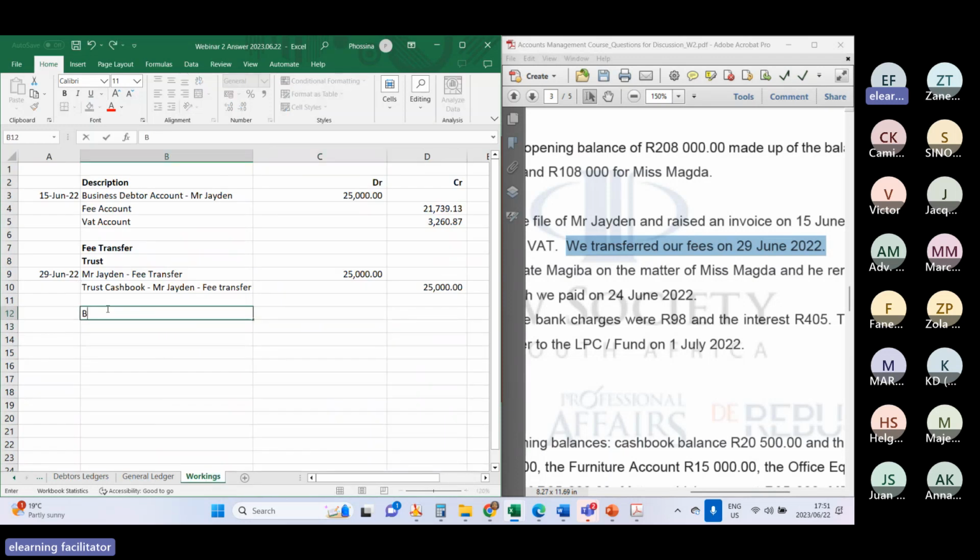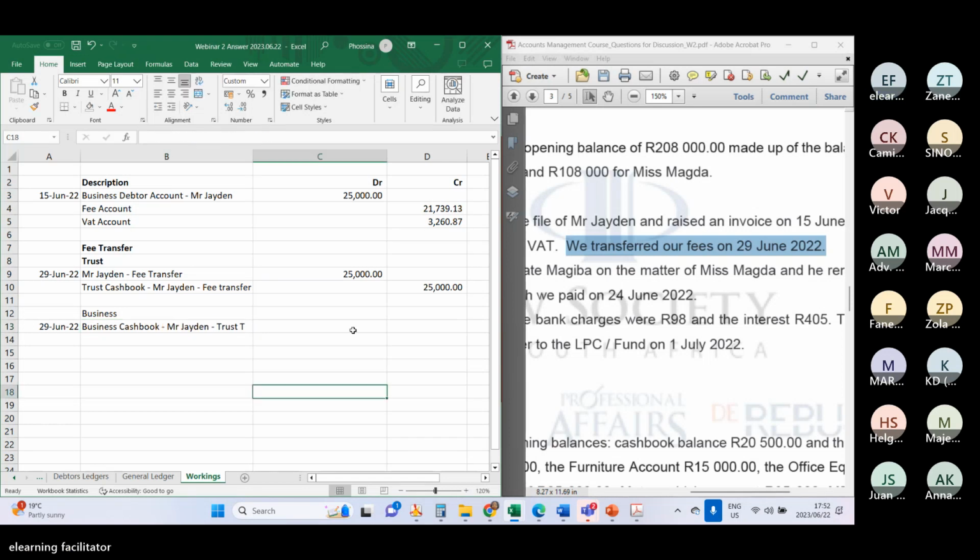So this is now the business. You see? So with the business side, it means on the same day, I hope it's the same bank. So our business account is receiving the 25,000. So it's a debit entry or it's a receipt. So we say we are receiving from Mr. Jaden from trust. Obviously, it's a trust transfer. So this is our business cash book. Cash book. Like that.